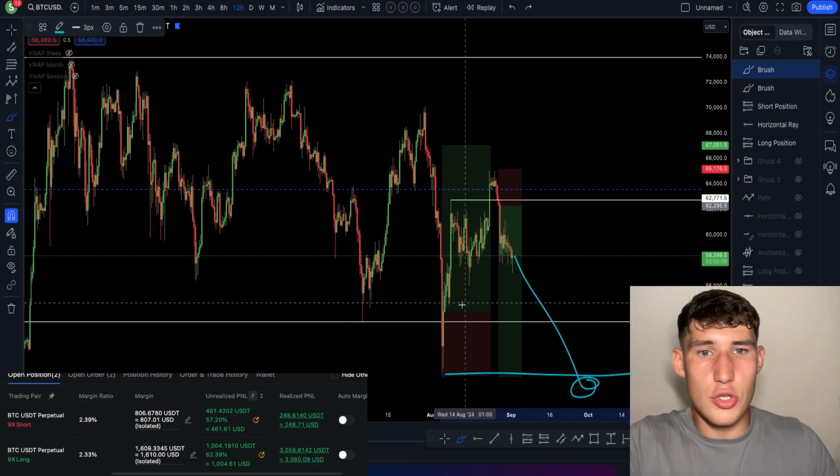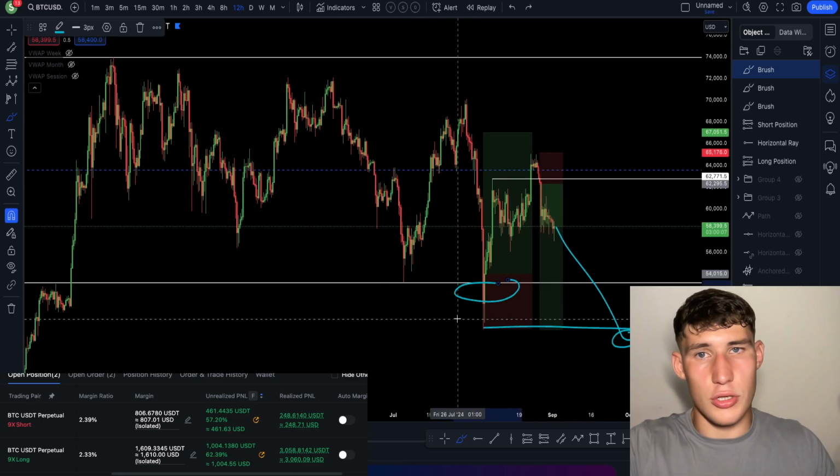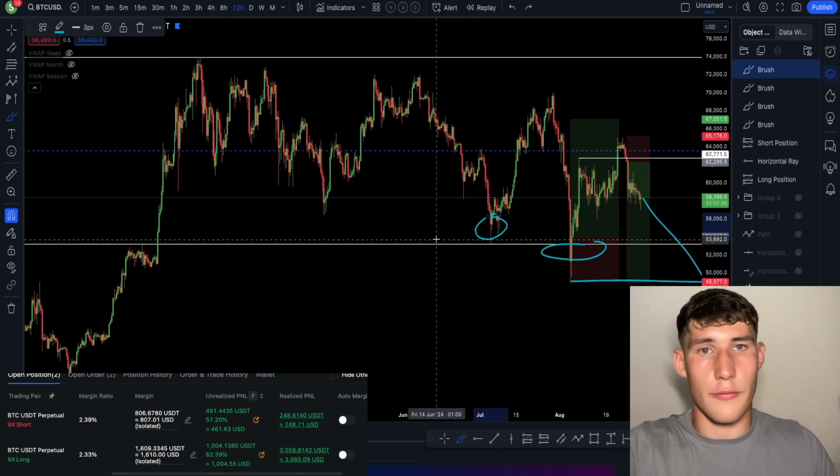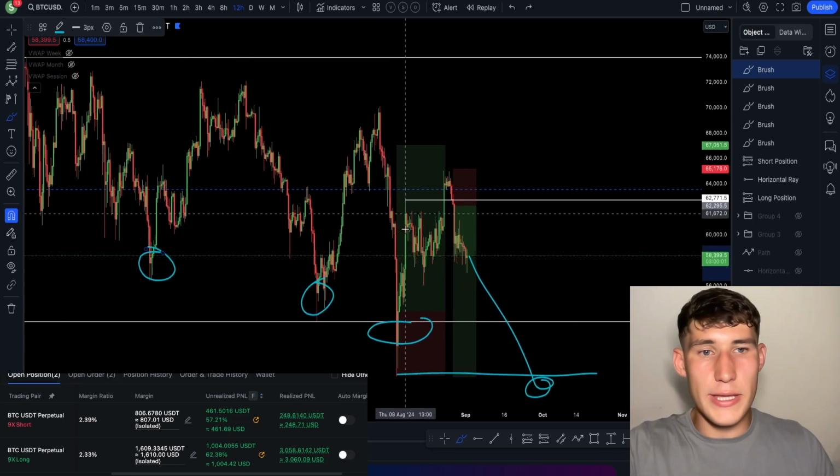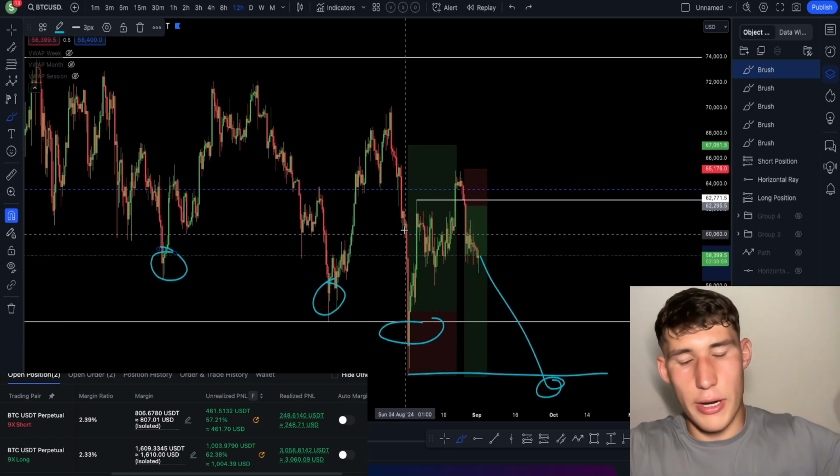Remember what I've been doing. I've been longing the failed auction of range low, longing the failed auction of range low, and longing the failed auction of range low. Okay, so again, it goes back to trade the trend until the trend ends, because the trend is your friend until the end.